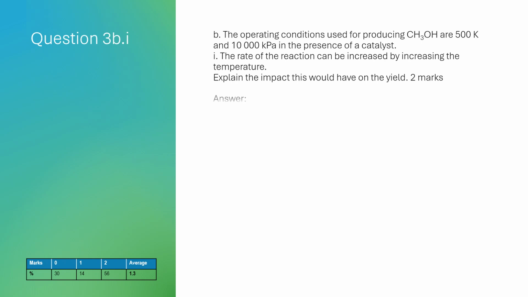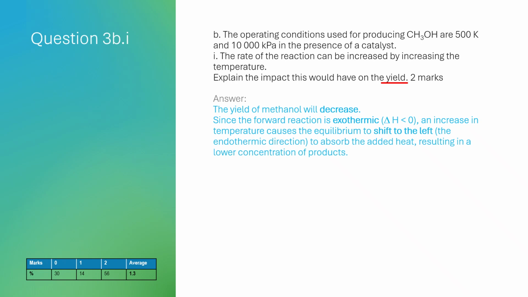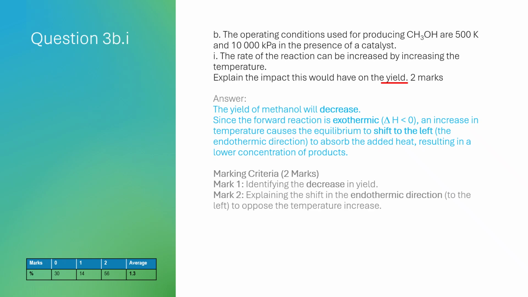The yield of methanol will decrease. Since the forward reaction is exothermic, delta H less than 0, an increase in temperature causes the equilibrium to shift to the left, the endothermic direction, to absorb the added heat, resulting in a lower concentration of products. Marking criteria, 2 marks. Mark 1, identifying the decrease in yield. Mark 2, explaining the shift in the endothermic direction, to the left, to oppose the temperature increase.